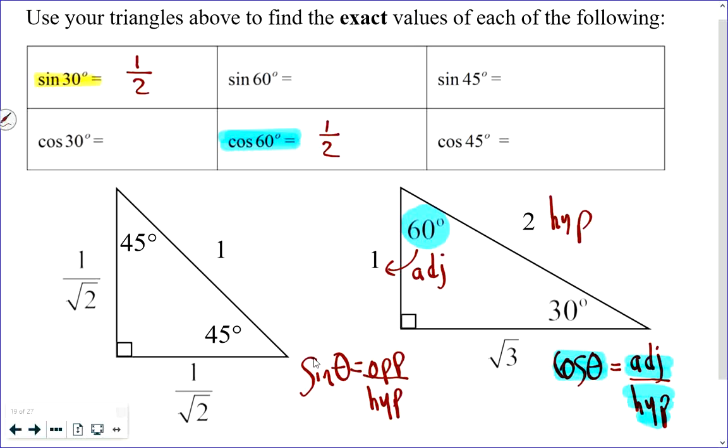Why is the sine of 30 going to give you the same as the cos of 60? Because they're referring to the same side. Well, they're referring to the same side because when you talk about the cosine of 60, the adjacent side is the opposite side when you talk about the sine of 30.